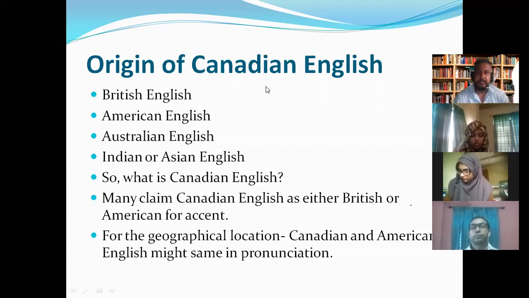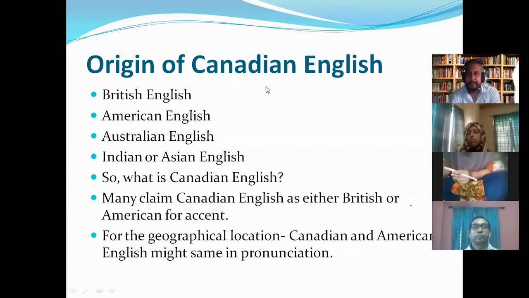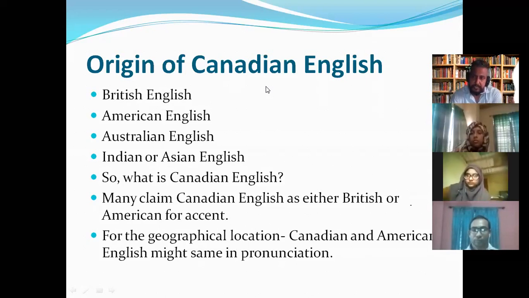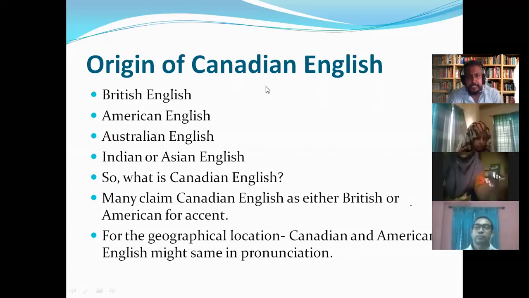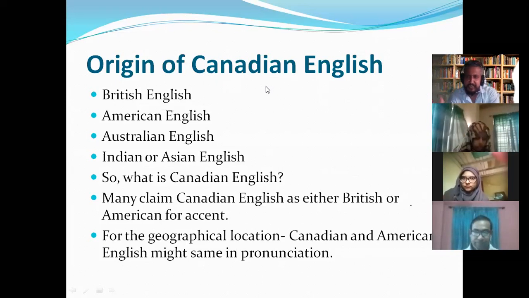So what is the category of the Canadian English language? And what is the origin of Canadian English? In today's class, we will try to demystify the characteristics of Canadian English and also its origin. Many critics or linguists will say that Canadian English has similarity with British English, and many people will say that it has similarity with American English. Both are correct.